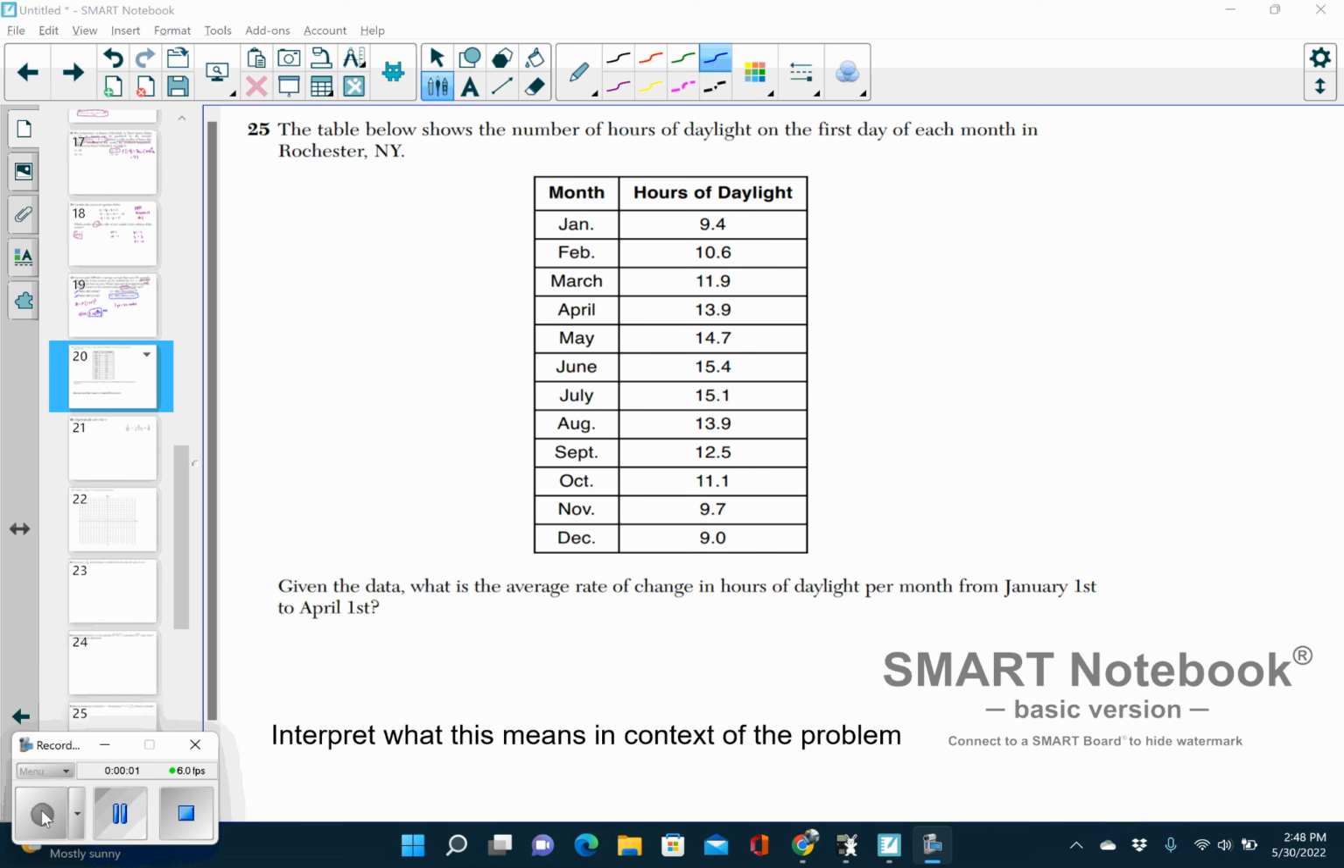Part two. So average rate of change, as soon as you see this question, think back to the formula for average rate of change, which is y2 minus y1 over x2 minus x1. So now we just need to figure out what that is.